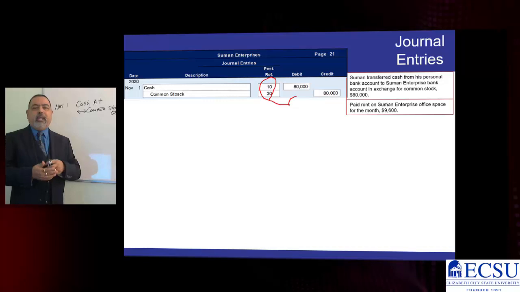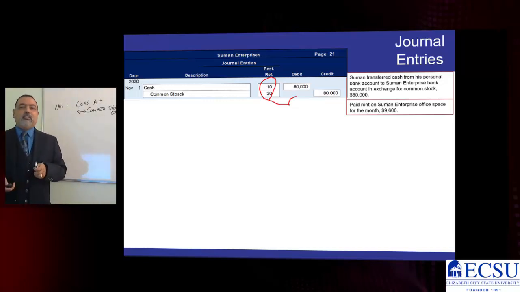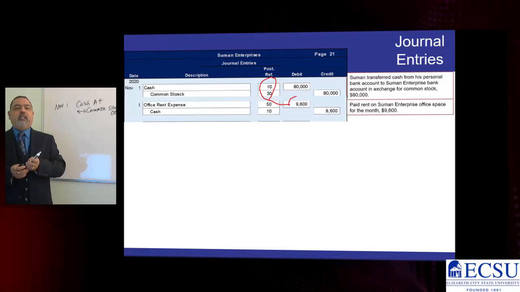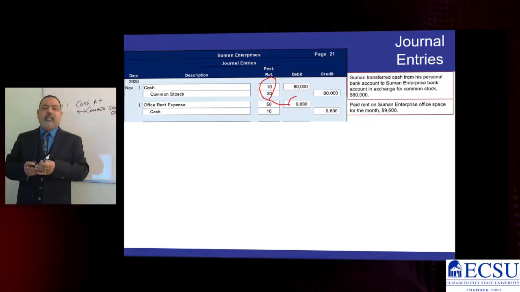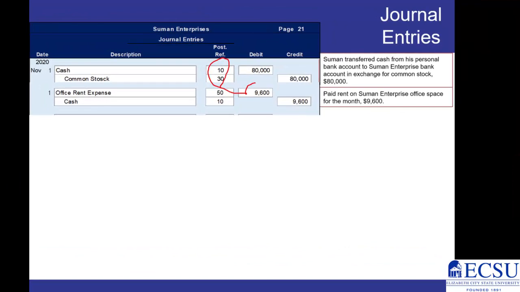Number two is paid rent on Suman Enterprise office space for the month. Since it is for the month, it is going to be rent expense. Now here you can see office rent expense is debited and the cash account is credited. As you can see, again, cash is on page 10 of the ledger and the office rent expense is 50 of the ledger. Amount is 9,600. So that's the second transaction.